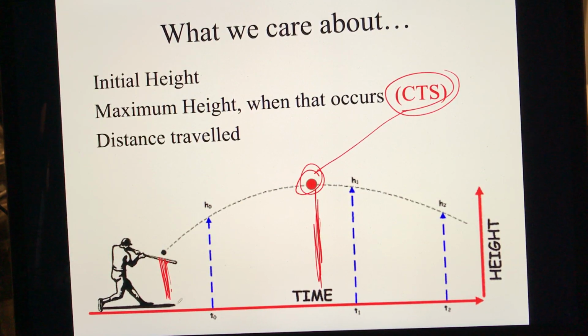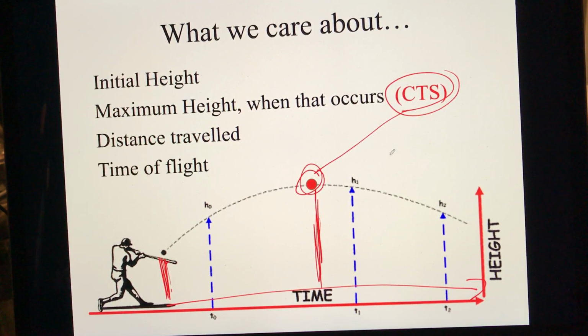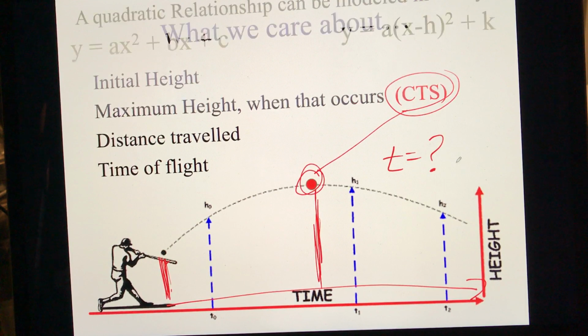We care about the distance traveled all the way down the field, and sometimes we care about the time of flight. How long is something flying through the air? How many seconds? 5 seconds, 6 seconds, whatever, 20 seconds.